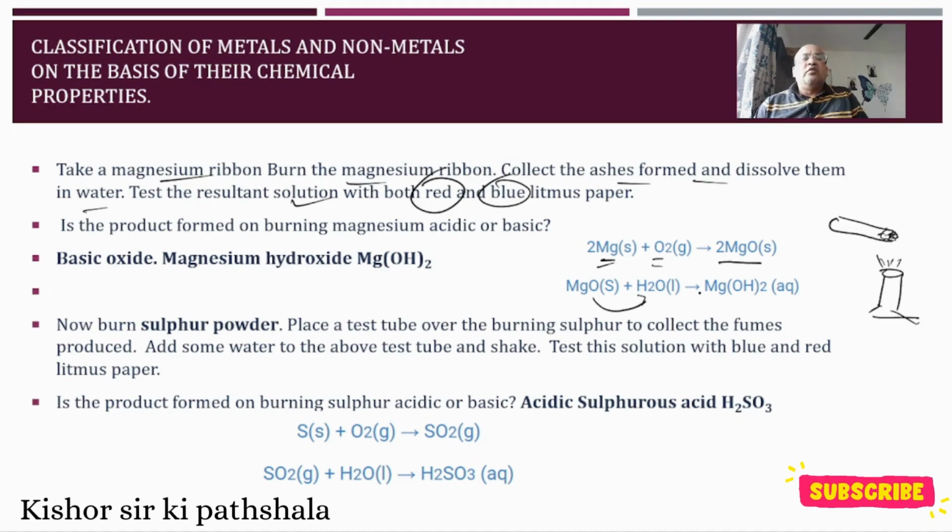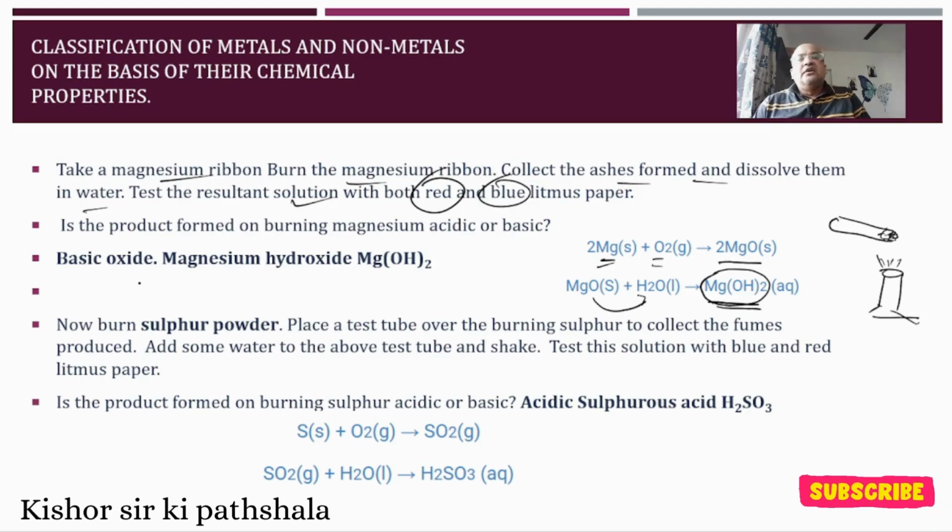So the resultant we get is magnesium hydroxide, Mg(OH)2. Okay. So what are we going to do? We are going to test this magnesium hydroxide with blue and red litmus paper. Now let's see what happens with this.